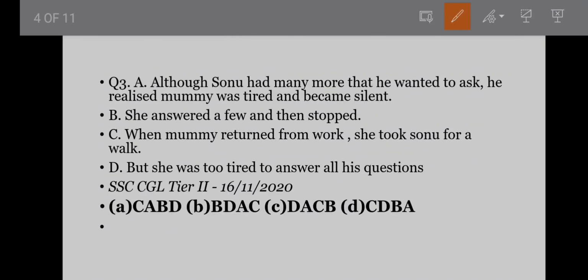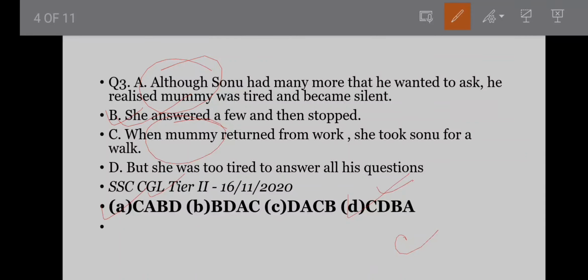So here we can see "although Shonu," so it starts with "although," so there should be a prior condition. Then the next sentence is "she answered," which starts with a pronoun, "she." "When mummy returned," so here mummy is actually a proper noun. "When mummy returned from work," so C can be the first one. So either it's A or D, right? "When mummy returned from work, she took Shonu for a walk. But she was too tired to answer all his questions." So either we have to choose A or D, right?